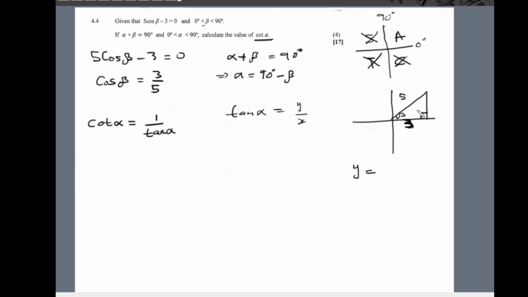Noting that we are in the first quadrant, we know y is positive. So we will take the positive square root of 5 squared minus 3 squared, which, punching this in your calculator, is 4. So tan alpha is equal to 4 over 3. Now cot alpha, because it's the reciprocal of this, will be equal to 3 over 4. Right? So that is 4.4.